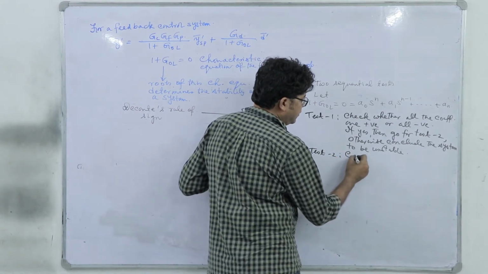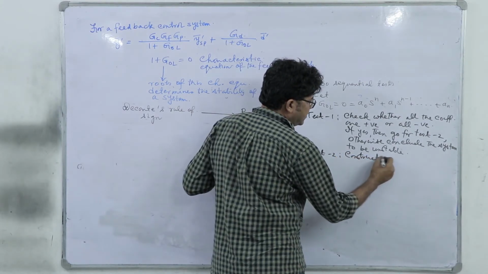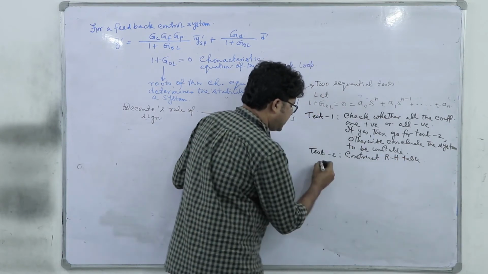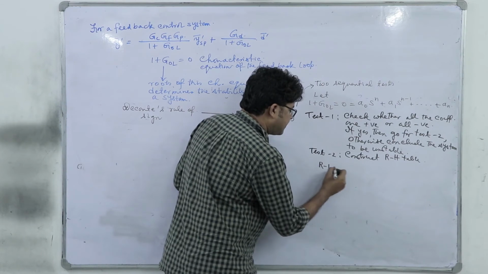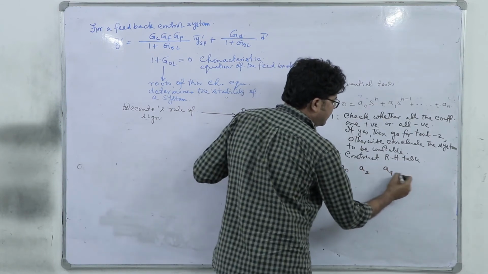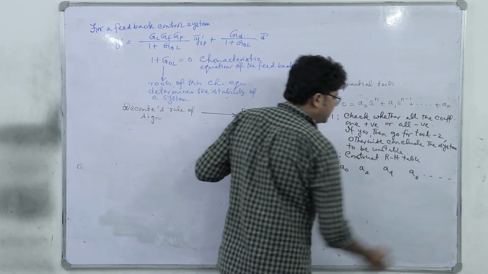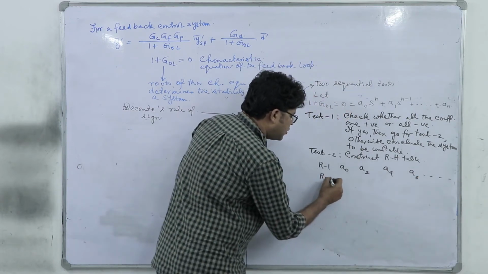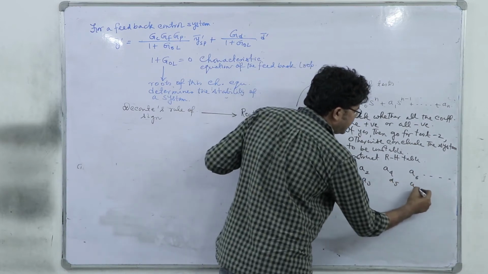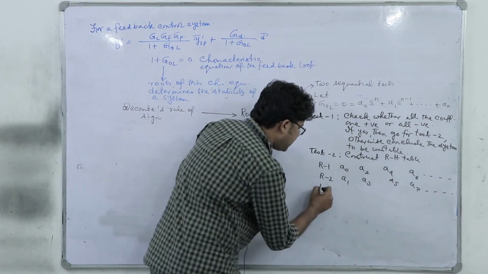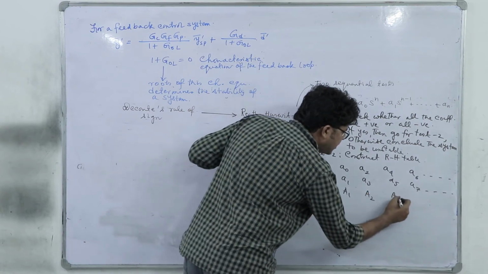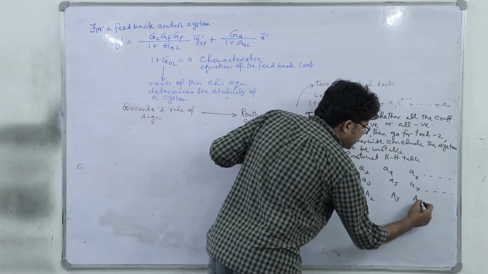So, what is test 2? Construct the Routh-Hurwitz table. So, what is that? Row 1: A0, A2, A4, A6, etc. Row 2: A1, A3, A5, A7, etc. Row 3: capital A1, capital A2, capital A3, capital A4, etc.